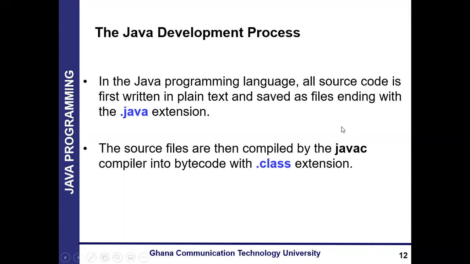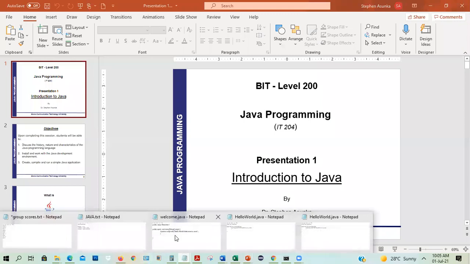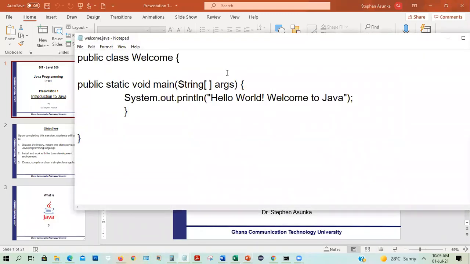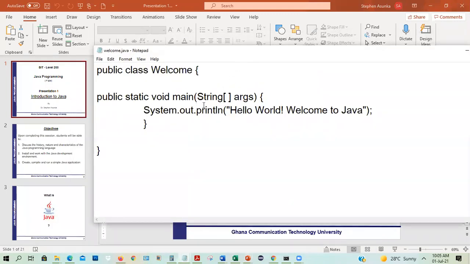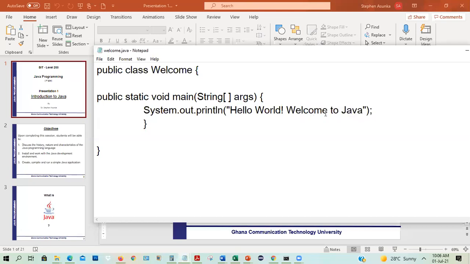Let me quickly demonstrate something here. You can use a simple Notepad to write a Java program like this. We'll talk about what they all mean as we go along. But you have something here called System.out, Hello World, welcome to Java. So this is going to be maybe your first Java application. So when you type it like this, you are going to save.